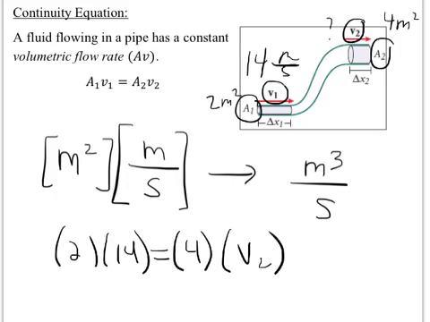The area doubled, the velocity what, Chaz? The area doubled from 2 to 4. The velocity went from 14 to... What was the answer? 7. Yeah, so what happened to the velocity? Half. It halved, or it got cut in half. Okay? So if the area doubles, the velocity gets cut in half.